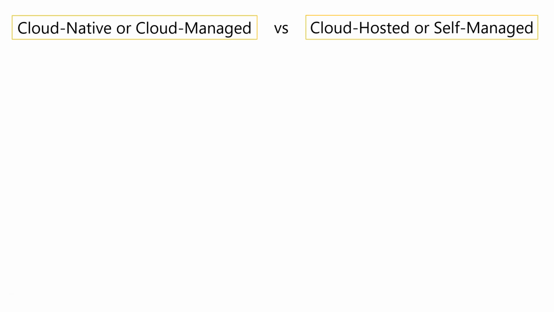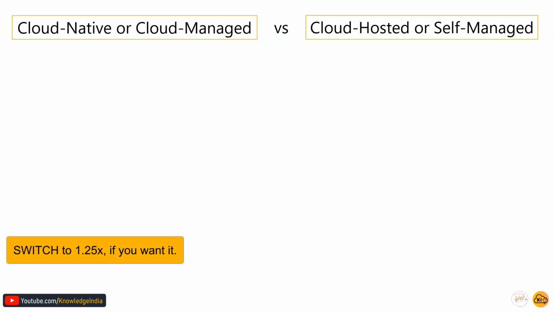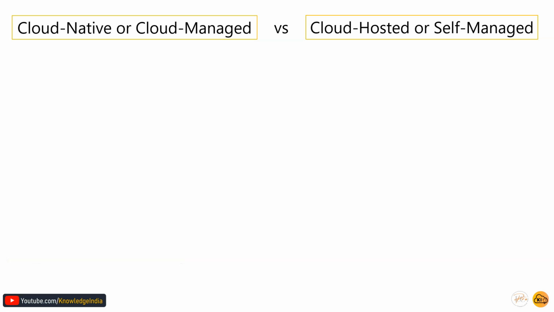Okay, so we're talking about cloud native or cloud managed services. Sometimes you hear either of those terms, and we're comparing them with a cloud hosted service or self-managed service. So let's take an example for a cloud native or cloud managed service. These are the services which are fully managed by the cloud provider, or come out of the box from the cloud provider.